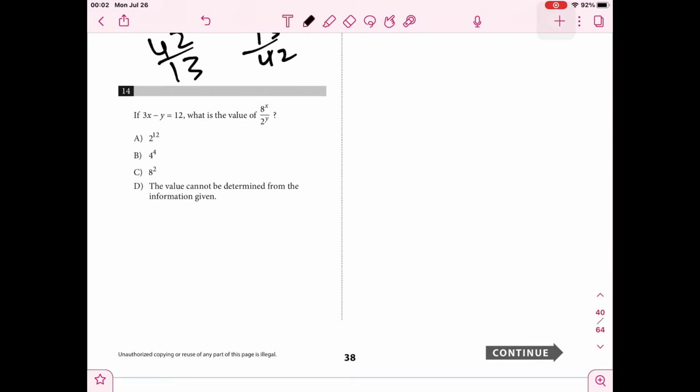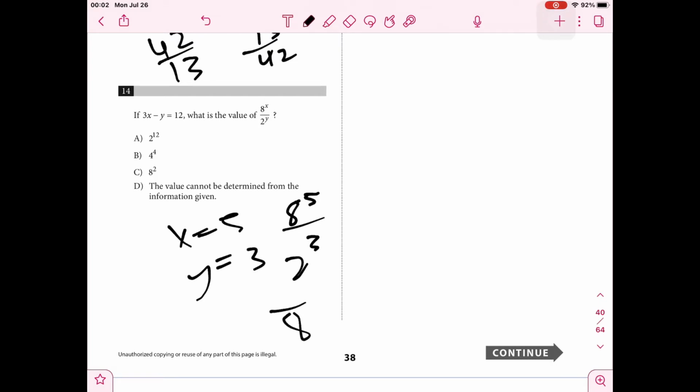3x minus y is equal to 12. What is 8 to the power of x over 2 to the power of y? I'm just going to guess and check some values that work here. I'm going to say x is 5 and y is equal to 3. So that's 15 minus 3. So then I'll say 8 to the 5th over 2 to the 3, 2, 4, 8. That's 8, and that's 8, 64, 256.